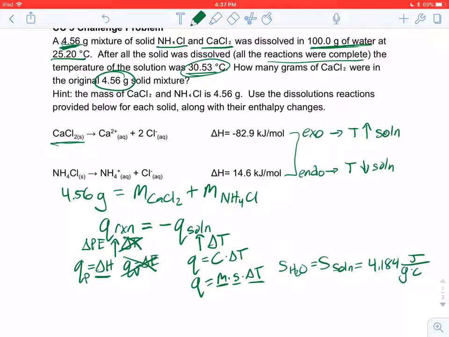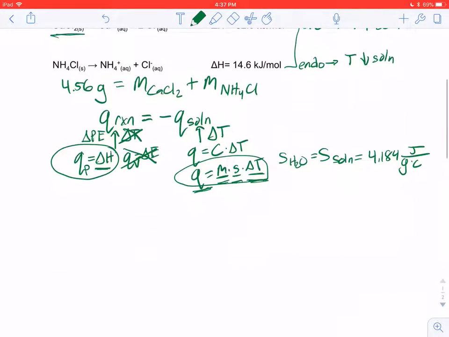So now we have a way of quantifying our solution heat and our reaction heat. And so we think, what do we have all the information for? We have all the information for our solution. We have the mass, specific heat, and temperature change. So let's go ahead and quantify that.